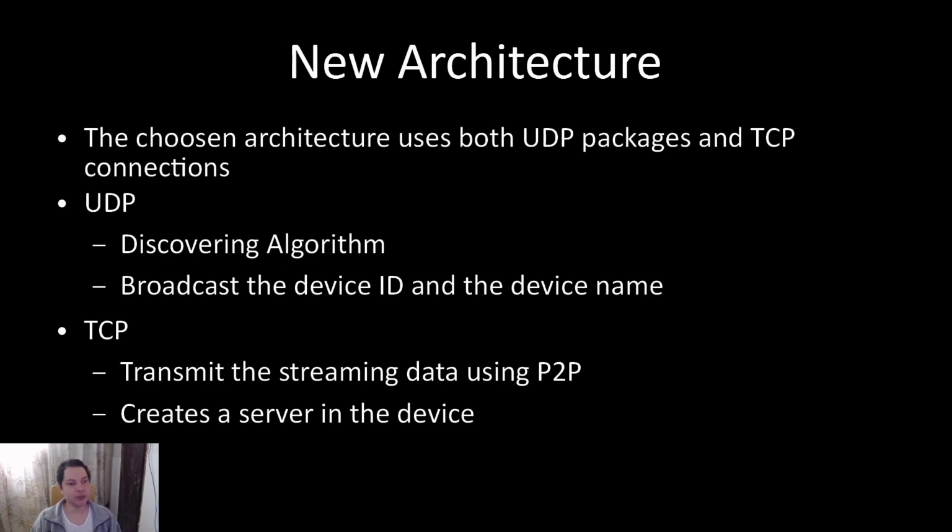Version 1.0 uses only UDP packages. Now, in this new version, I dropped this solution, but I kept the transmission fashion of the main algorithm. This new architecture uses UDP only for discovery algorithms. The stream communication uses TCP peer-to-peer connections.